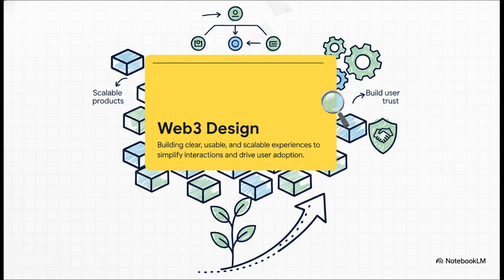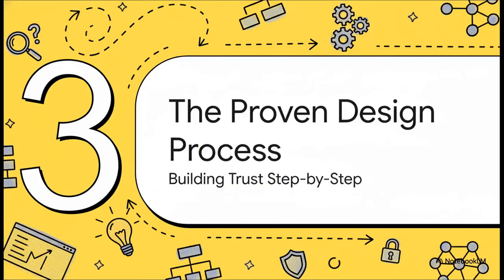Because trust me, it's a whole lot more than just making things look pretty. It's really the practice of building products that are usable and can scale, and it has three main goals: to simplify every single interaction, to build user trust right from that very first click, and ultimately to drive long-term adoption. Now, getting to that level of clarity, it doesn't just happen by magic. It's the result of a really structured, proven process that's specifically set up to build trust at every single stage. Let's walk through exactly how that works.